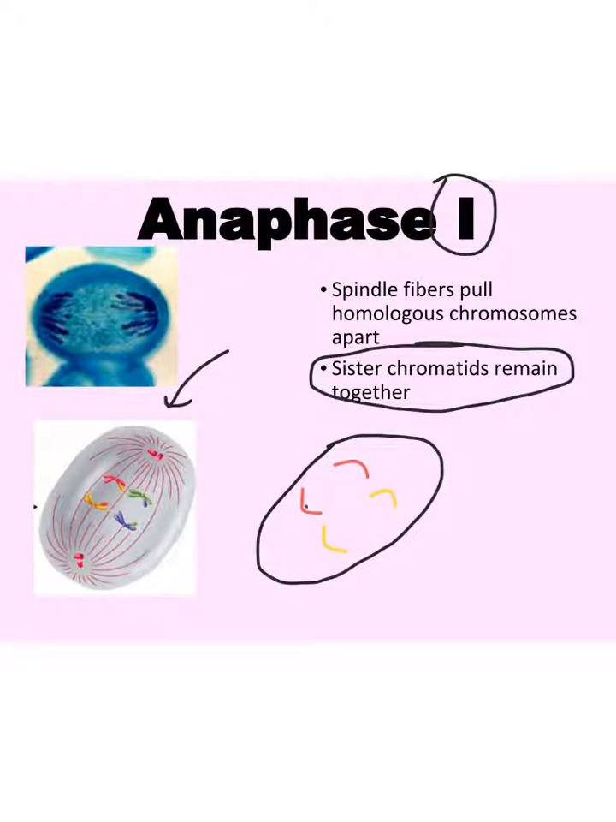And the spindle fibers are pulling them. So you can see that these are single-stranded chromosomes. They've been ripped apart from each other. Whereas in anaphase 1, the sister chromatids are still together, so you still have that X shape.